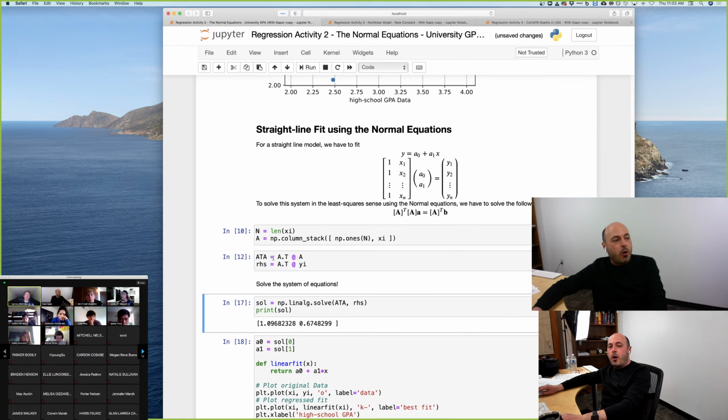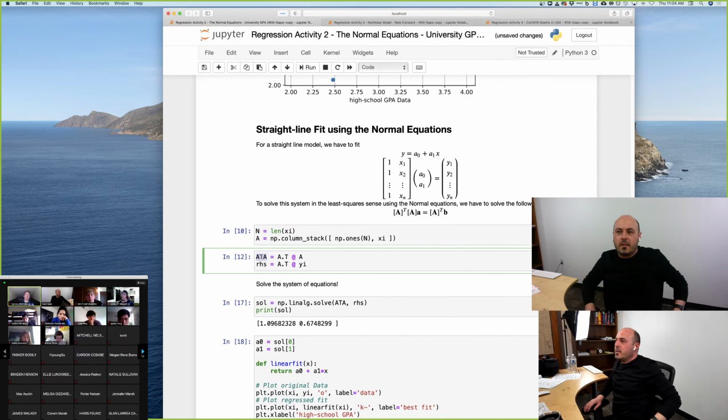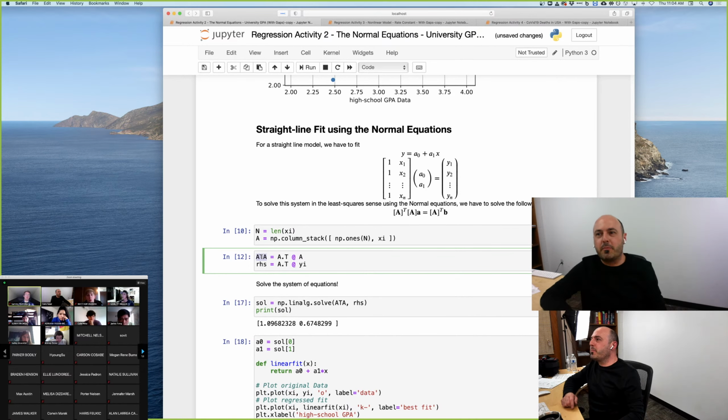Okay, let me ask you this. What is the size of ATA? Is it 100 by 100? Think about this. It would be 2 by n, right? 2 by n. Why? Because it's just the original one flipped sideways, but multiplied by the original one. So ATA is the product of the transpose of A by A.